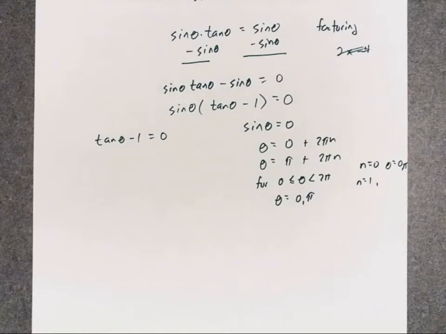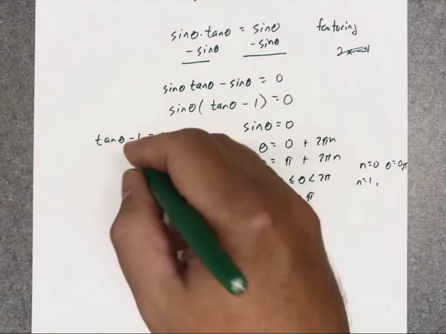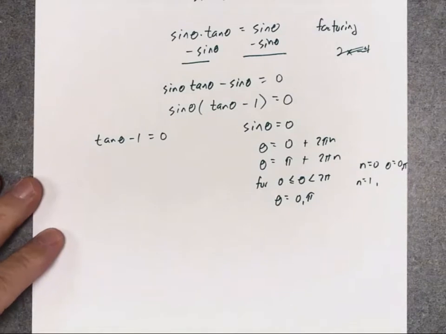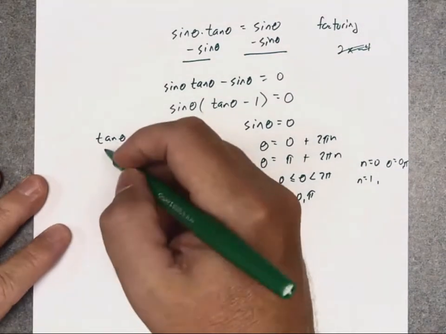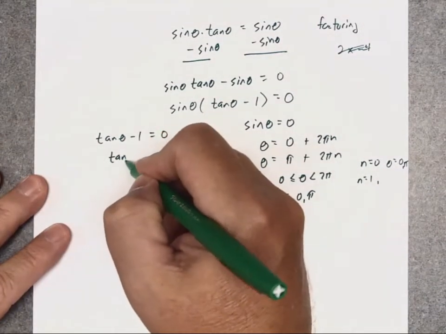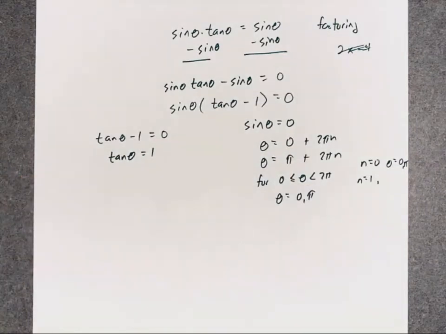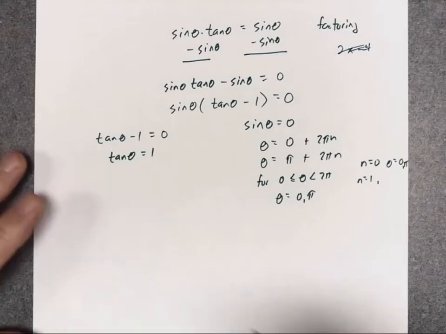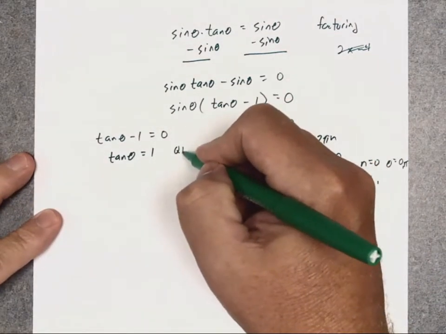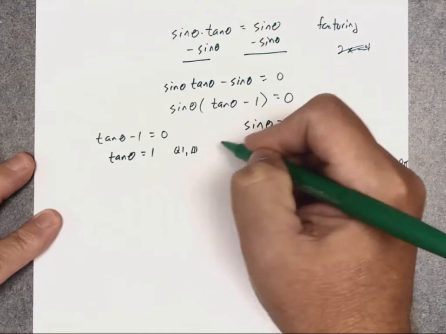And now, what about over here? Here I need to get the trig function by itself, so I'll add 1 to both sides. And now I ask myself, let's go find all the angles where the tangent is 1. Basically, that means where the sine over the cosine is 1, so it means where the sine and the cosine are equal. And that occurs in quadrants 1 and 3.